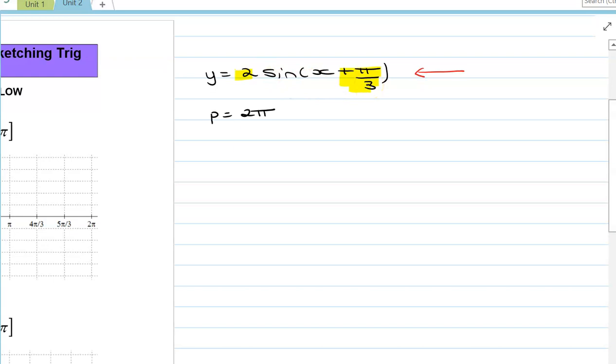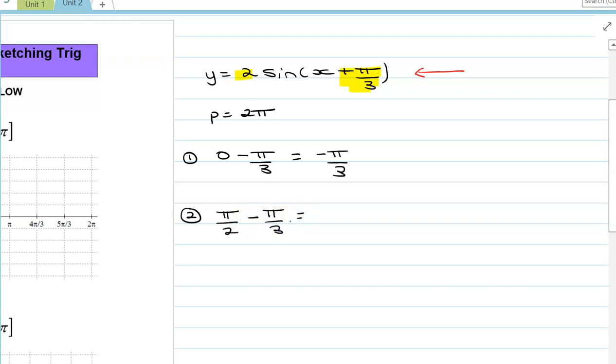So the first thing I need to do is remember the features of the sine graph and think about where those key features are. So the first key feature is that the sine graph starts at 0. So when x is 0, we need to subtract pi upon 3 to get the new position of this new horizontal graph. So 0 take away pi upon 3 is negative pi upon 3. So that's the first key feature. The second key feature of the sine graph is at pi upon 2. So if we take pi upon 2 and we take away pi upon 3, we get the new position.